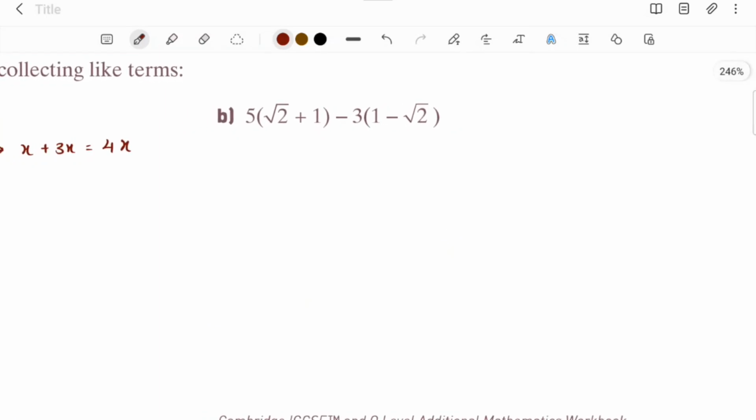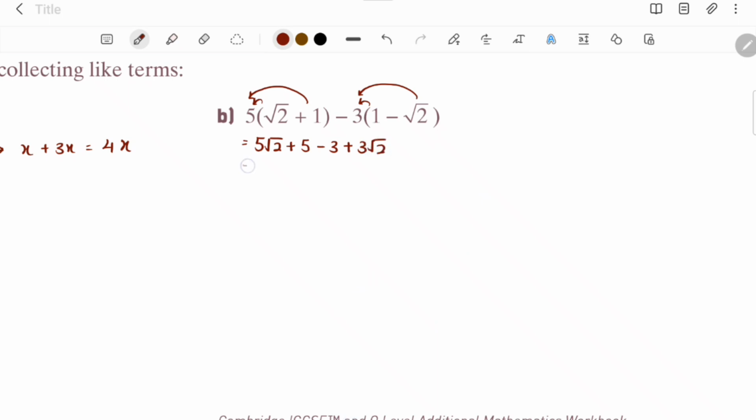B. Notice that outside the bracket you have a number. So you have to multiply both terms with the number outside to open the bracket. So 5 times Surd 2, 5 Surd 2. 5 times 1, positive 5. Negative 3 times 1, minus 3. Negative, positive 3 times Surd 2, 3 Surd 2.